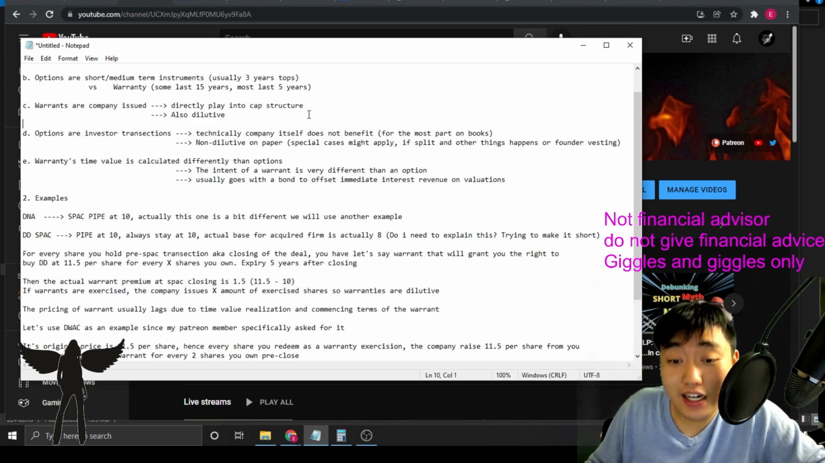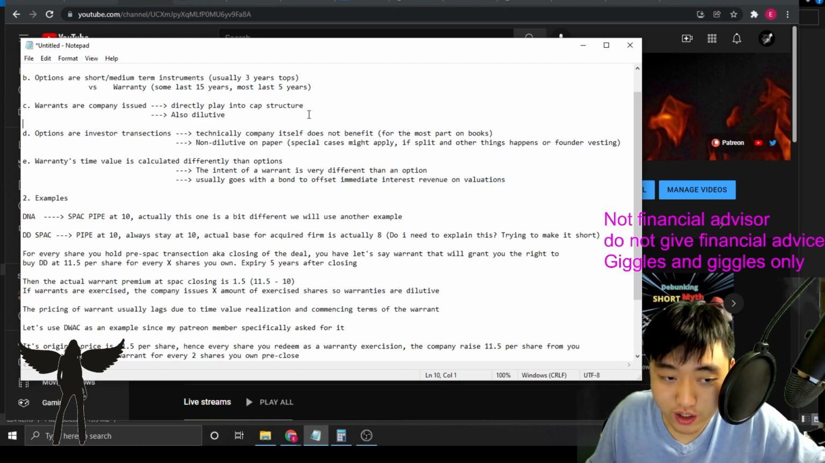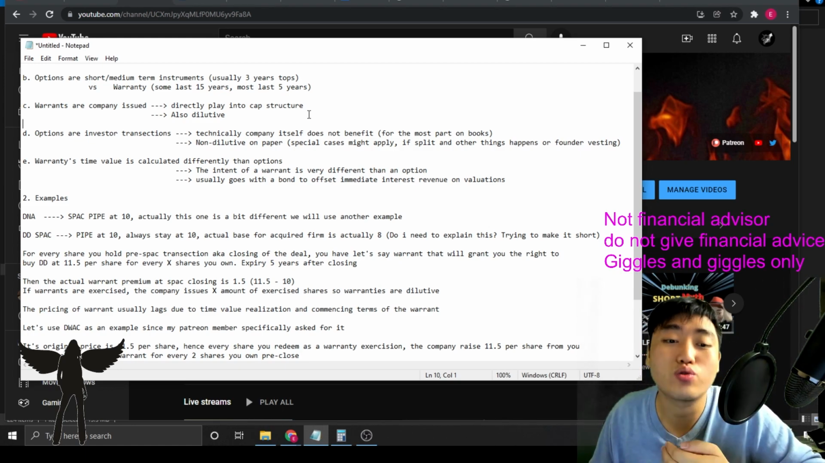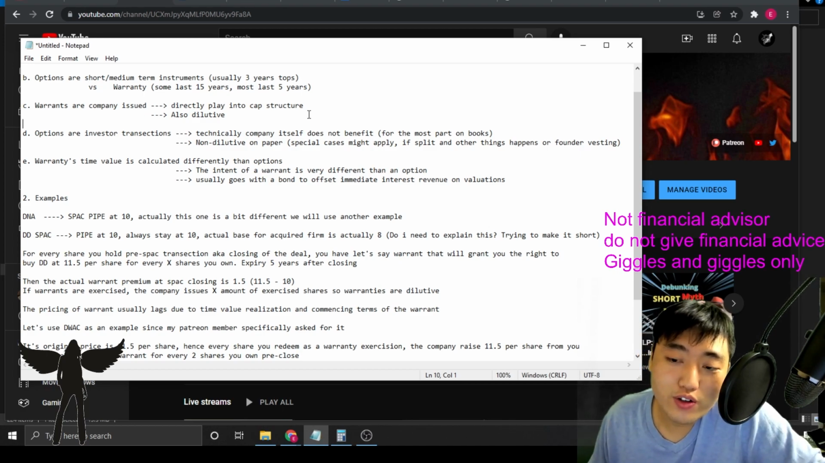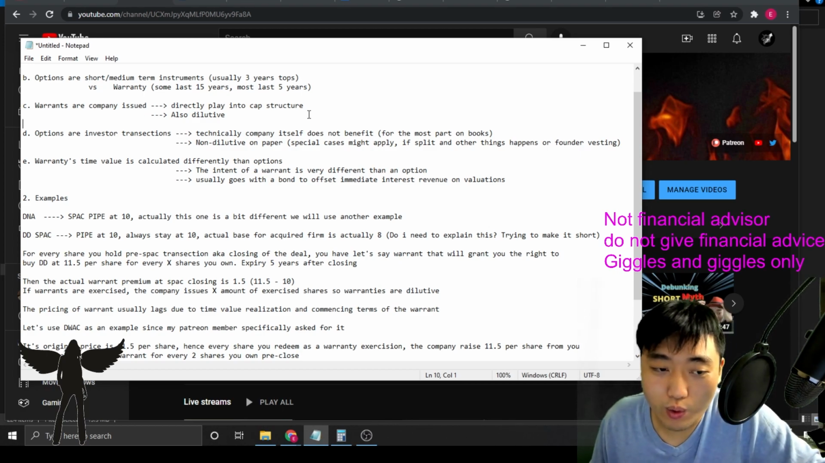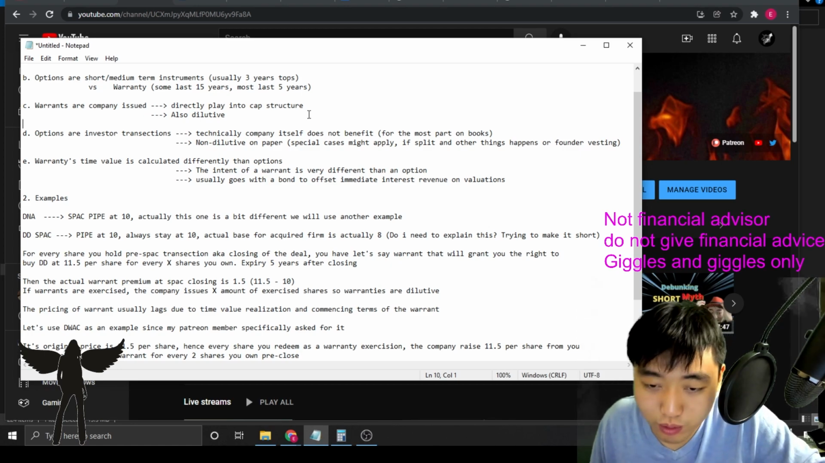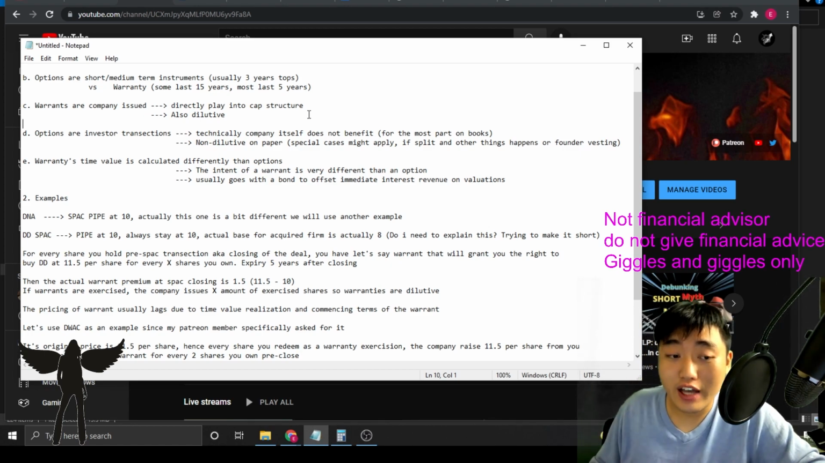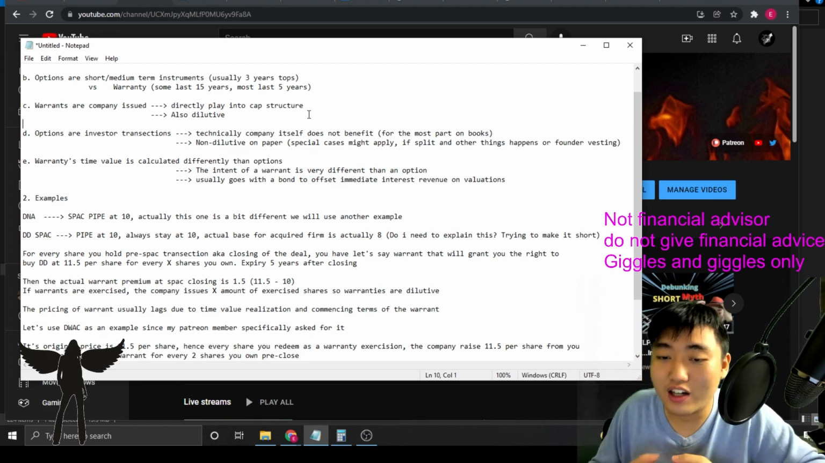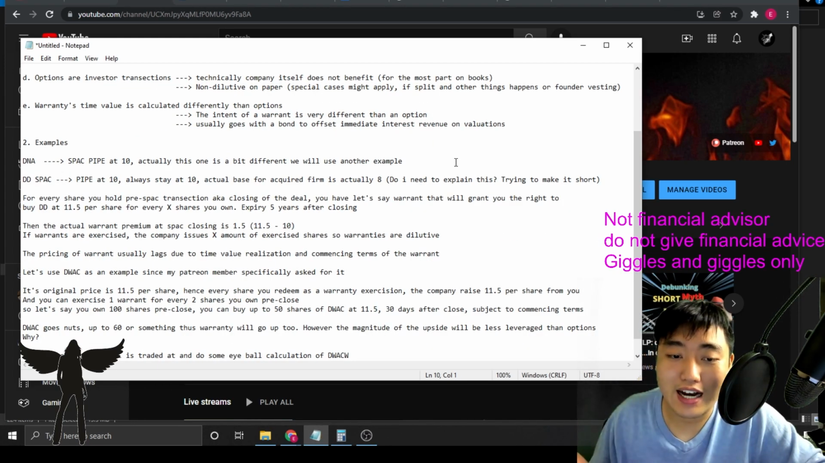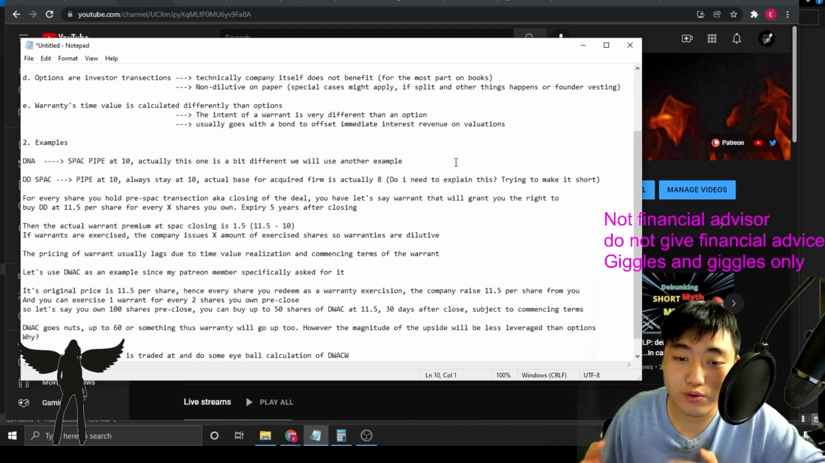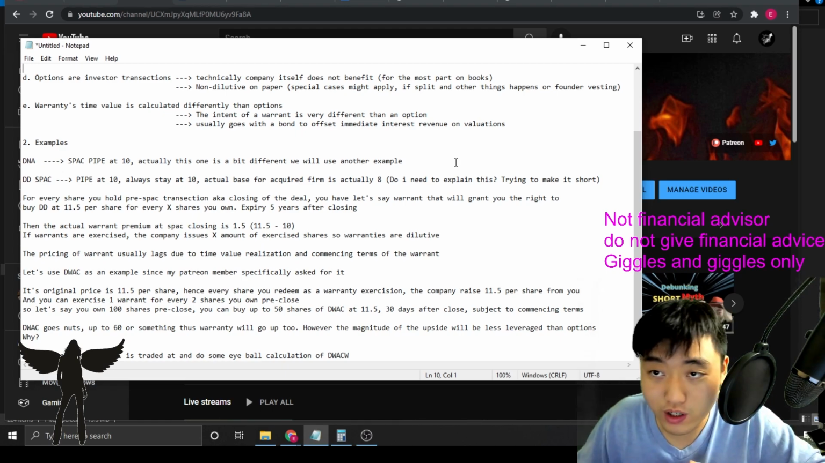And then when you decide to buy 1,000 shares, DD has to issue another 1,000 shares into the market. So basically, if you're really trying to calculate the real effect of your warrant on the market, you have to calculate the dilutive factor of the warrant on the actual stock price, which we're going to get into, not this video probably, because it's going to be too long and there's too many maths involved. The pricing of the warrant usually lags due to the time value realization and the commencing term of the warrant.